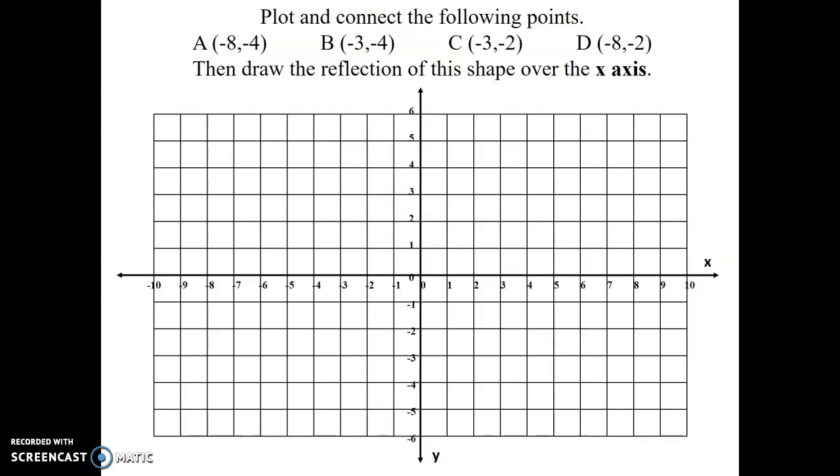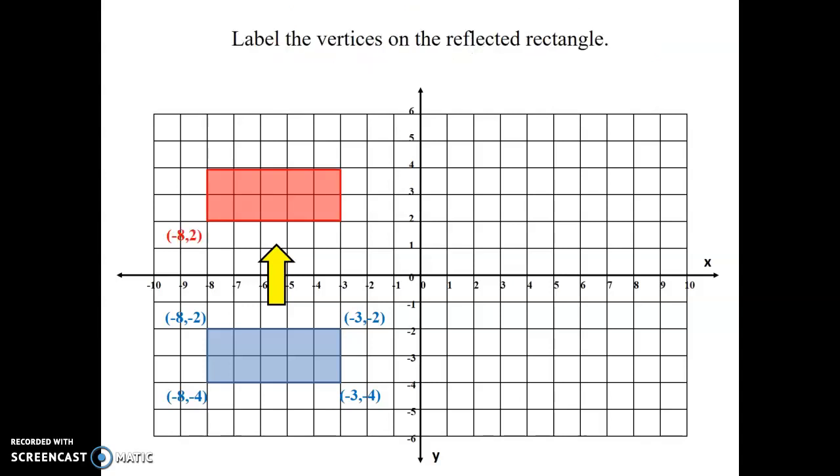Okay, go ahead and plot these points. Okay, let's see how you did. Now we're going to draw a reflection of this shape over the x-axis. So go ahead and do that. What are your new ordered pairs? After you've created the reflection over the x-axis, meaning I'm jumping over this axis, my new ordered pairs are going to be -8, 2, -3, 2, -3, 4, -8, 4. Notice my x values did not change when I flipped over the x-axis, but my y values did. They became the opposites of the original.